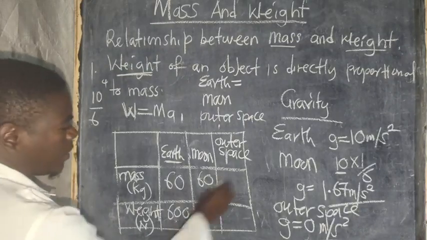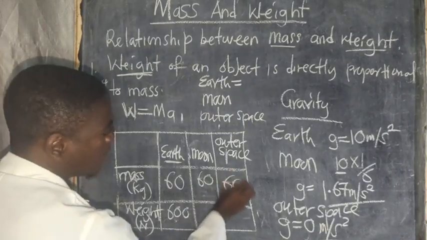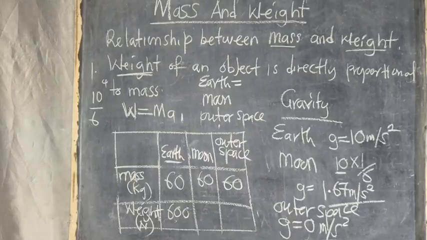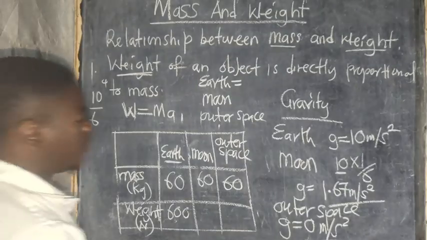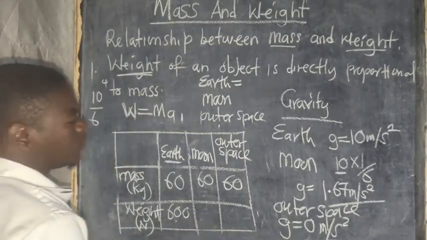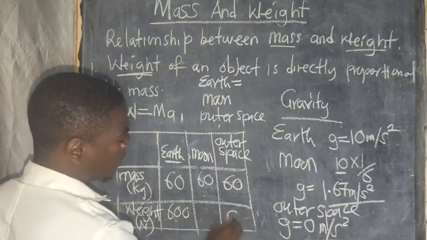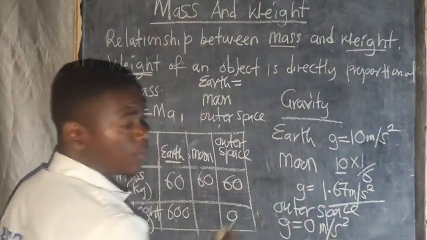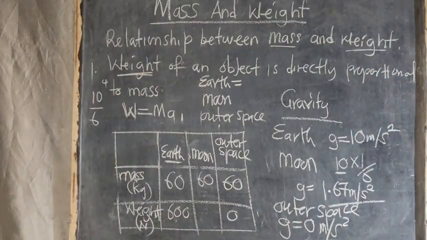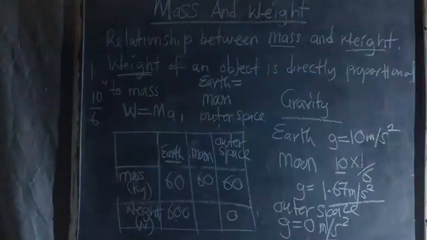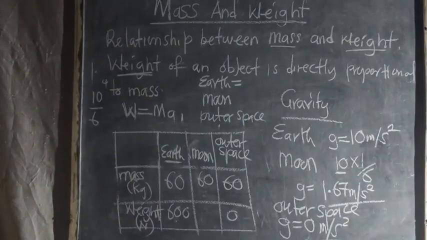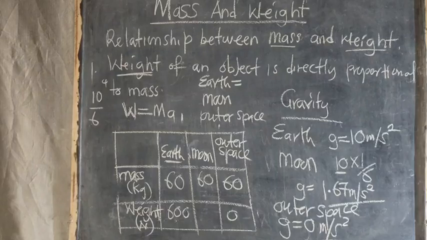But here, have you seen, mass is the same everywhere? I've told you that mass is the same everywhere. So when we multiply, we want to find it on the moon, this side. So here we know that definitely it is 0. There's no gravity there. This is what you need to understand. These are some of the things that you need to know.